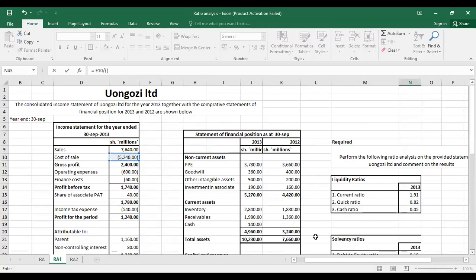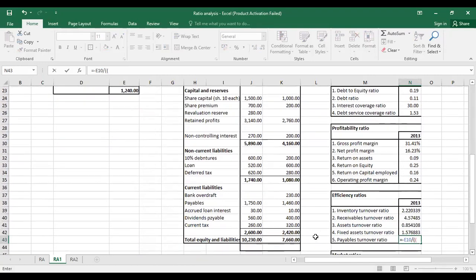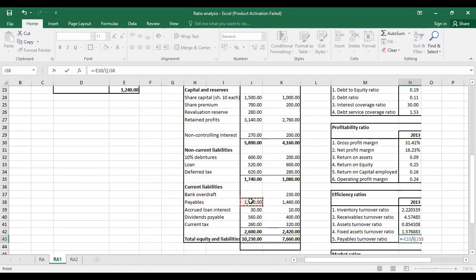So you open your two brackets. So our payables 1 plus the second one, you close your bracket, divide by 2, you close the second bracket.